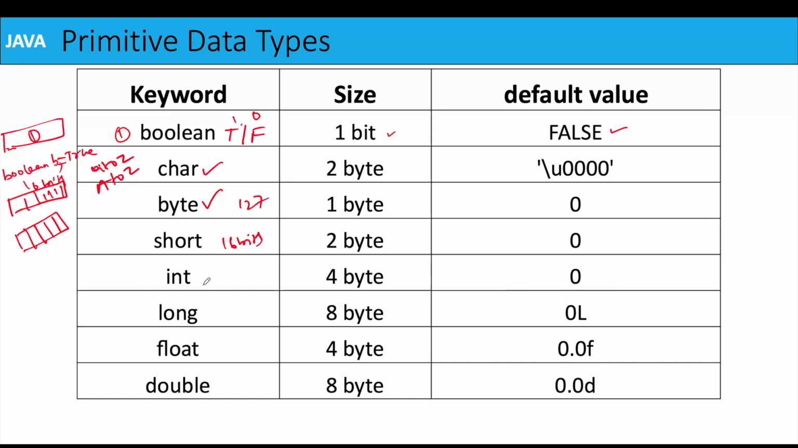The next one, the highest of these, is long, which has 8 bytes of memory, equal to 64 bits. And again further we have 4 bytes. If it is a small decimal number then we can use 4 bytes. If it is a bigger number, like exponential numbers, then we can take 8 bytes of memory. The highest is this 8 bytes.